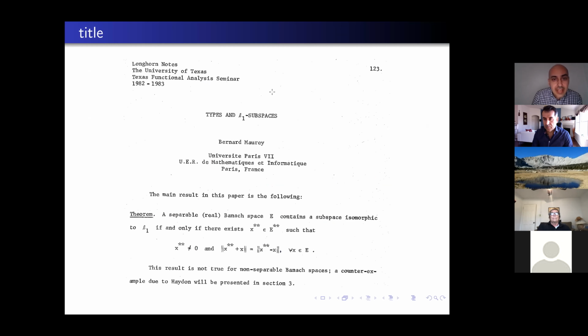I will start by showing you this. This is the beginning of a paper by Bernard Morey in '82 in these Longhorn Notes from the University of Texas.